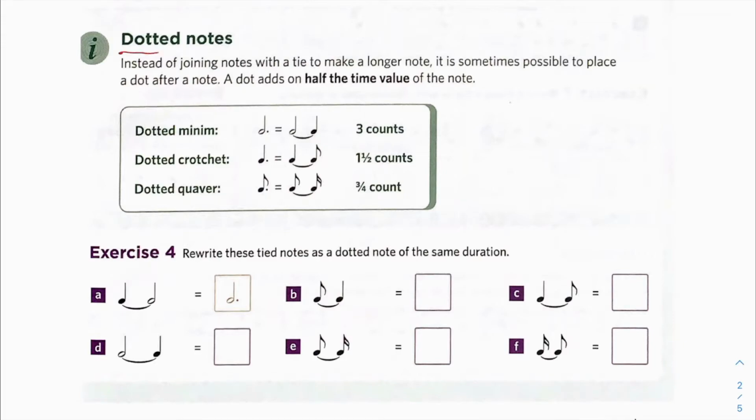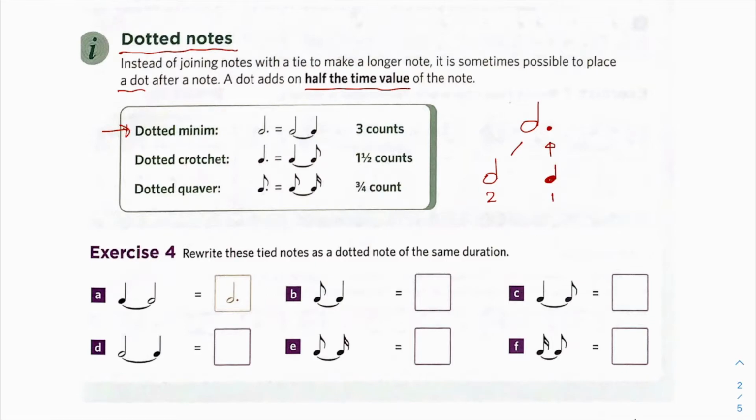Next, dotted notes. Instead of joining notes with a tie to make a longer note, it is sometimes possible to place a dot after a note. A dot adds on half the time value of the note. For example, we have a dotted minim here. So let's draw a dotted minim here. Dotted minim is just a minim with a dot. So the minim itself is worth 2 counts. And the dot that is added after the minim is worth half the value of the note it follows. So a half of 2 would be 1, and 1 would be a crotchet.